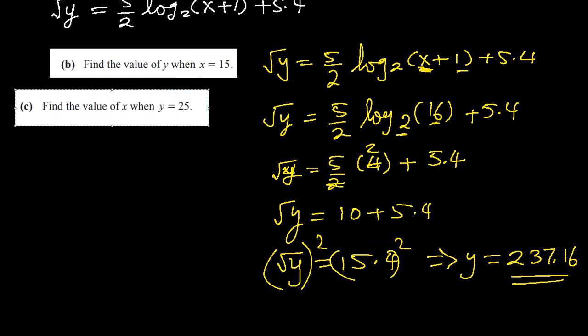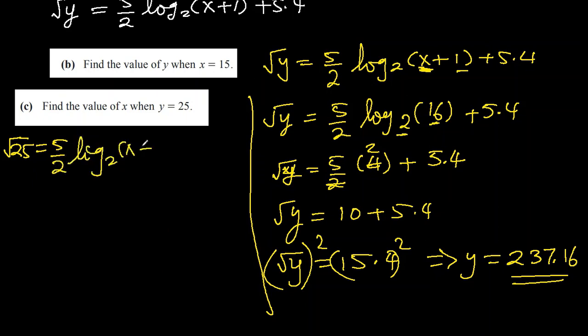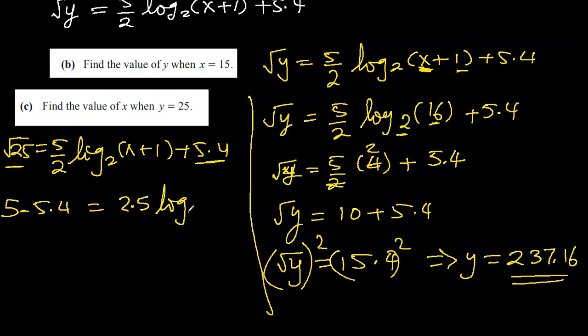Find the value of x now when y is 25. So square root 25 equal to 5 over 2 log base 2 x plus 1 plus 5.4. Square root 25 is 5. So 5 minus 5.4, I brought this plus 5.4 to the left side, equal to 5 over 2, which is not going to cancel, I think, so I'll convert it to decimals: 2.5 log base 2 x plus 1.